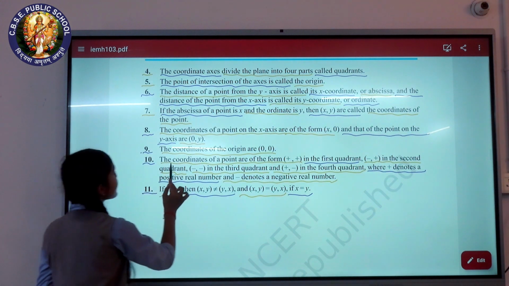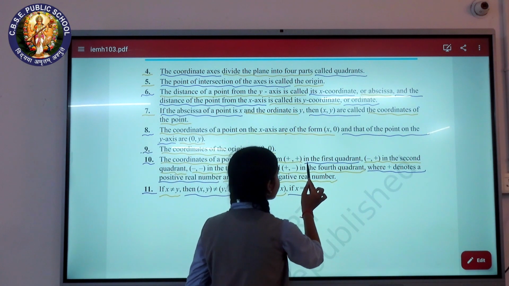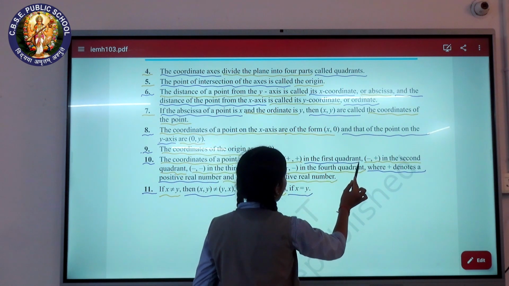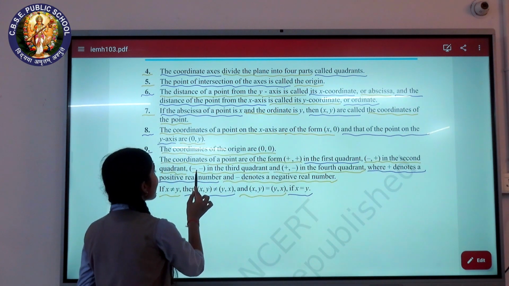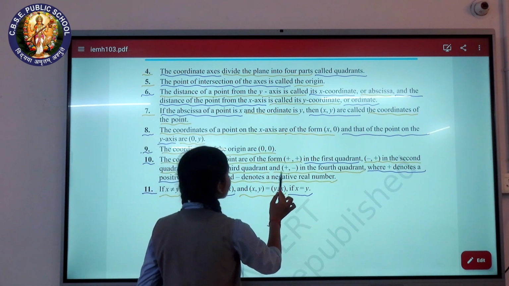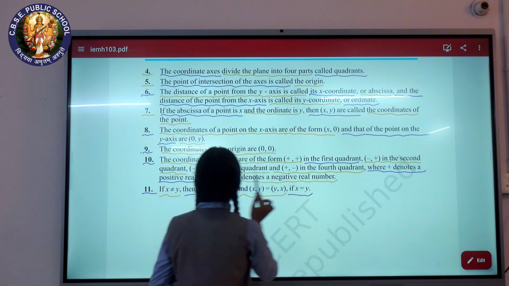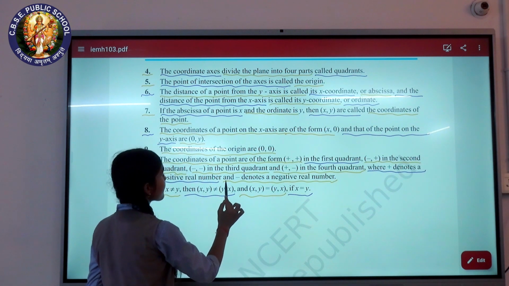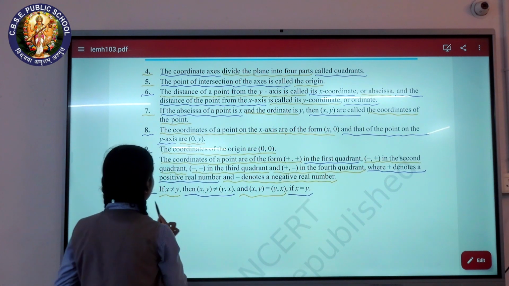Tenth, the coordinates of a point are of the form plus and plus in the first quadrant, minus and plus in the second quadrant, minus and minus in the third quadrant, and plus and minus in the fourth quadrant, where plus denotes a positive real number and minus denotes a negative real number.